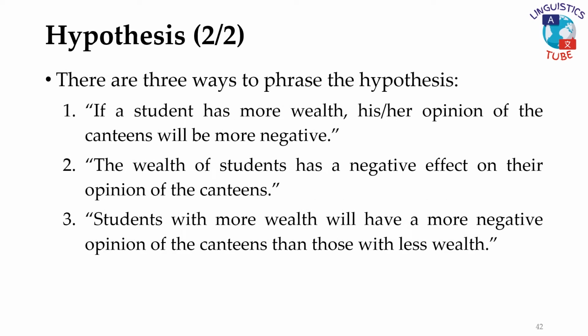There are three structures which you can use to state your hypothesis. Firstly, if a student has more wealth, his or her opinion of the canteens will be more negative. Two, the wealth of students has a negative effect on their opinion of the canteens. And three, students with more wealth will have a more negative opinion of the canteens than those with less wealth. You should use one of these three ways to state your hypothesis.